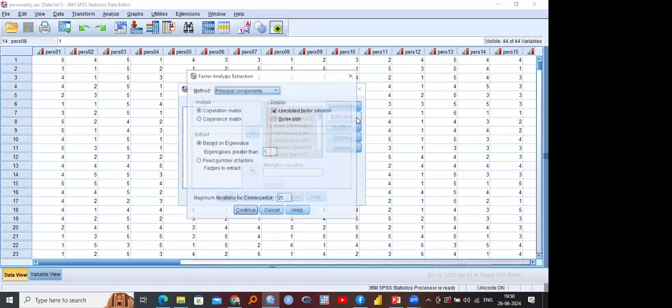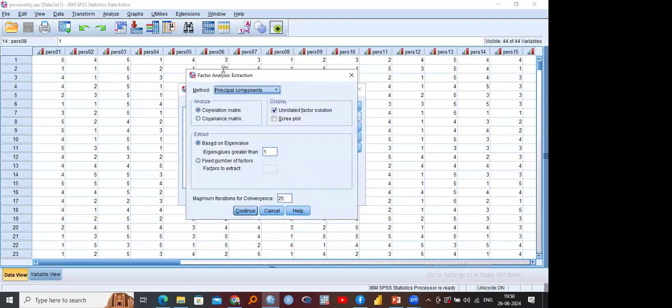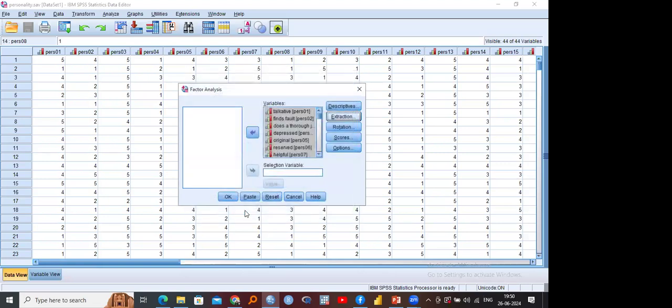Then click on Extraction. By default, principal component method is selected. In the Analyze section, correlation matrix. In the display, click on Scree plot. Then let it be like this. Maximum iterations 25. Continue.